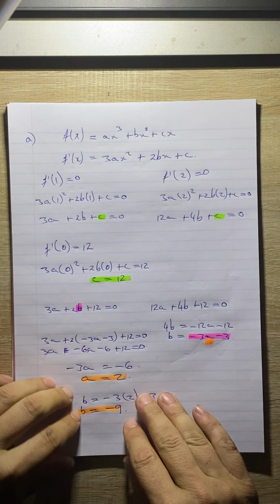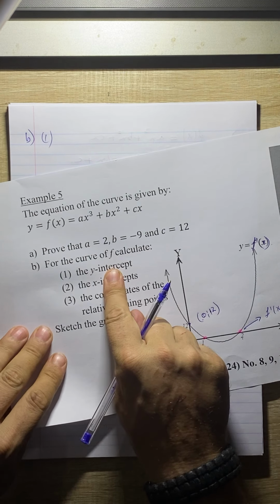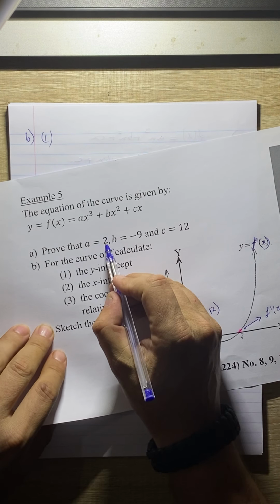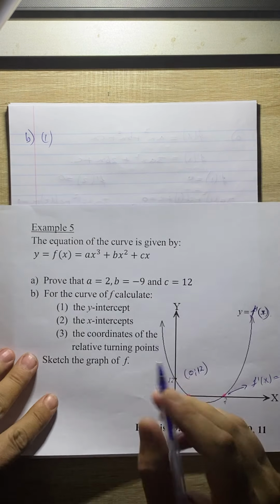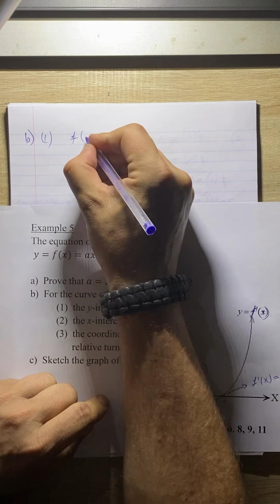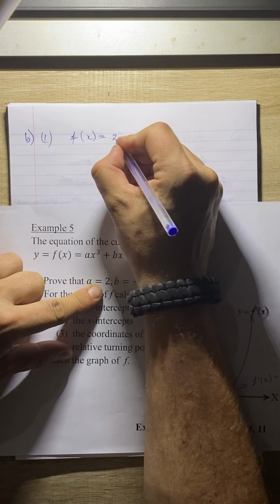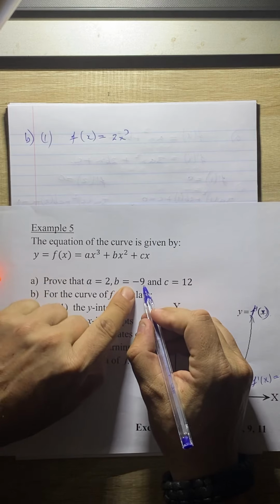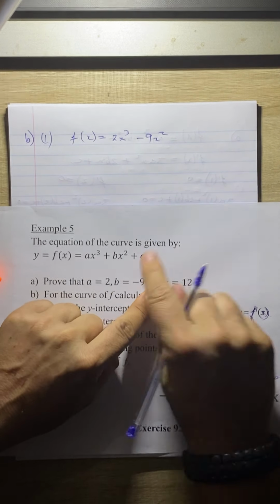Okay. If we now look at question B, 1. They're asking what is the y-intercept. So all I'm going to do is substitute the a, the b, and the c back into this main equation here. So we get f of x is equal to, a is 2, so we get 2x cubed minus 9x squared and then plus 12x.